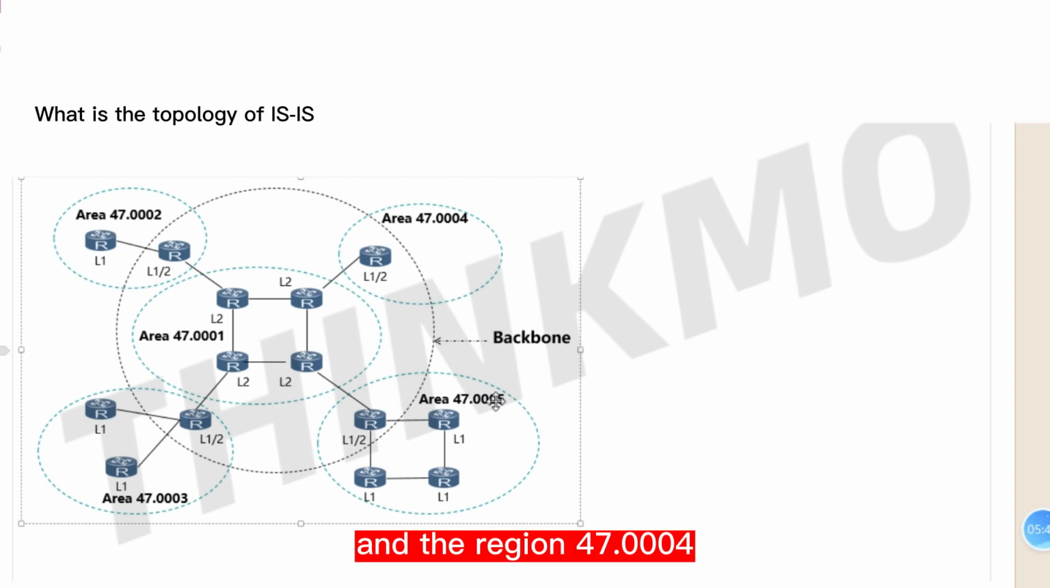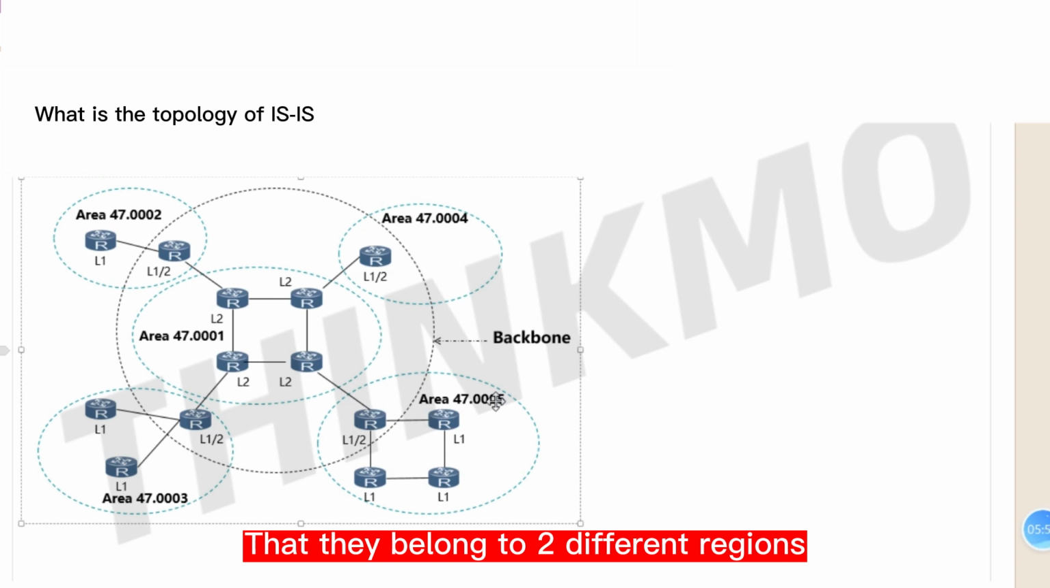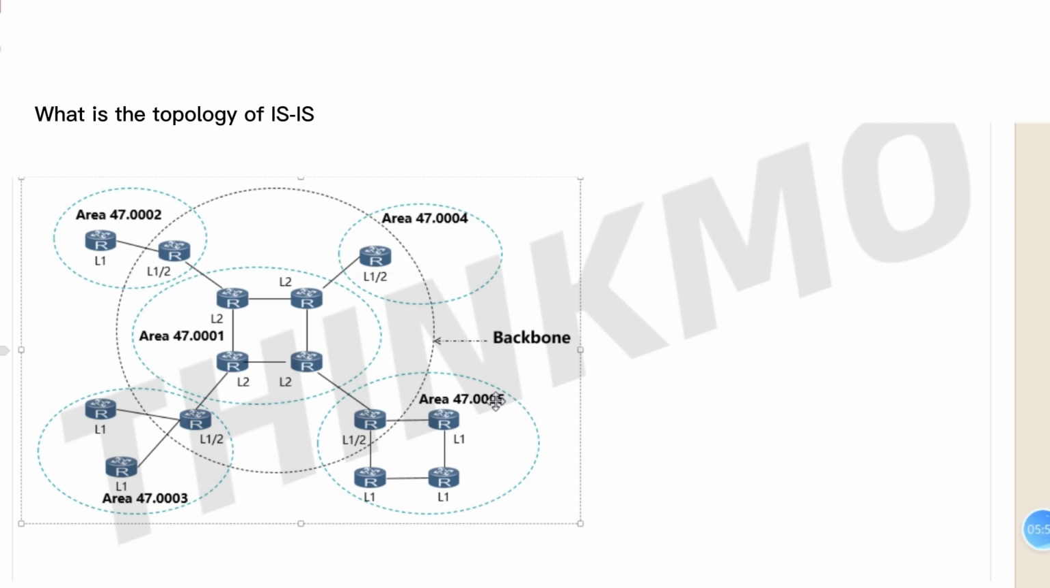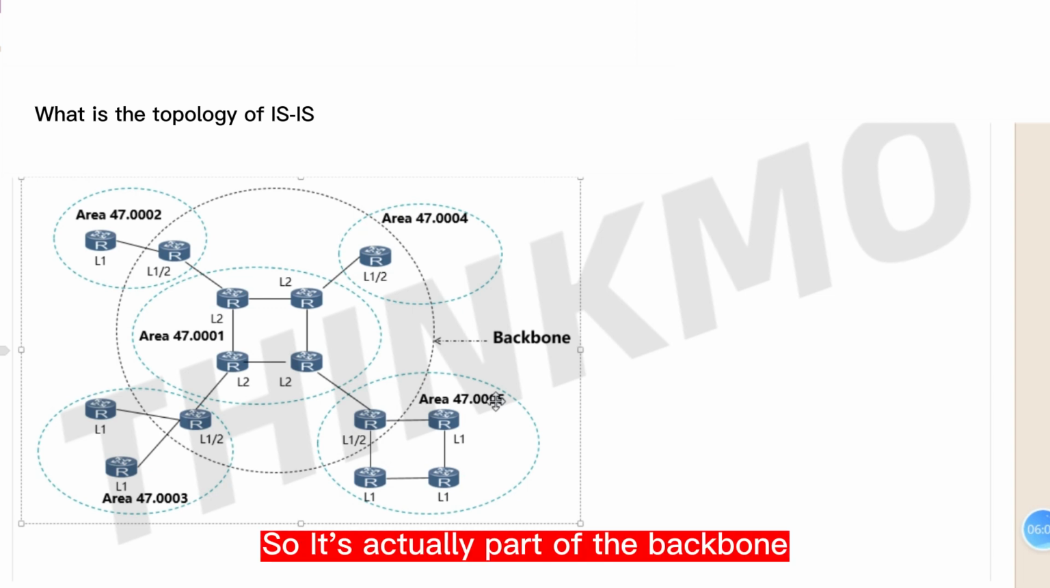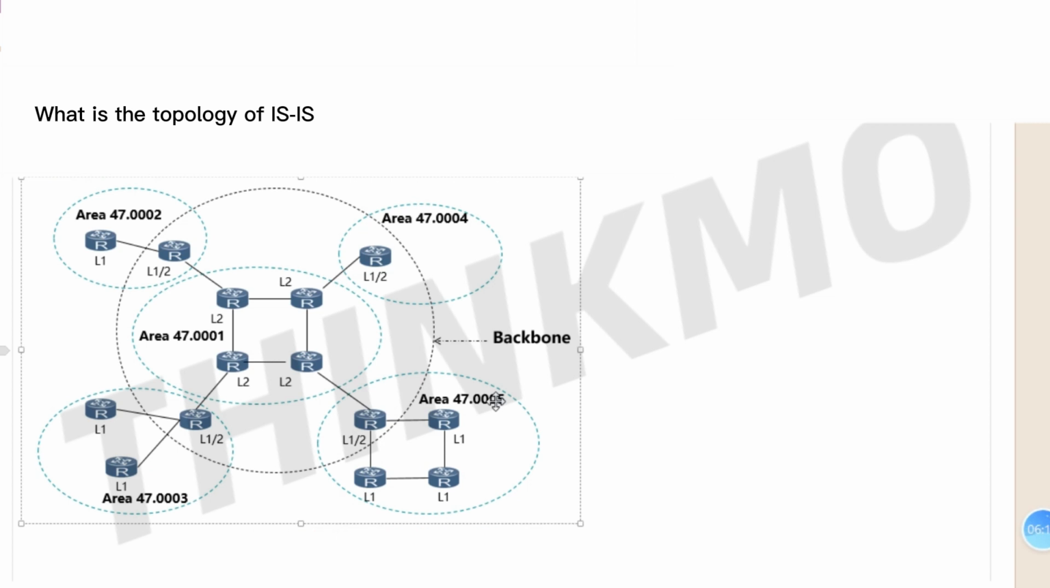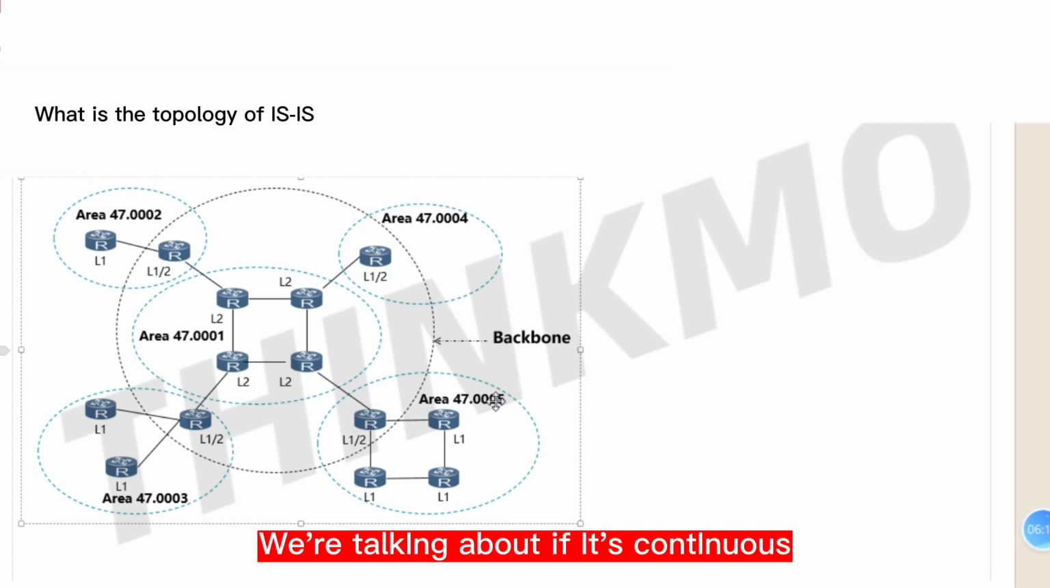And area 47.0004 has a level 1-2 router and level 2 routers. But they belong to two different areas. One belongs to 47.0001. One belongs to 47.0004. So what can be built between these two routers? They can establish level 2 neighbor relationships. So it's actually part of the backbone. Of course, the specific backbone area we're talking about must be continuous.